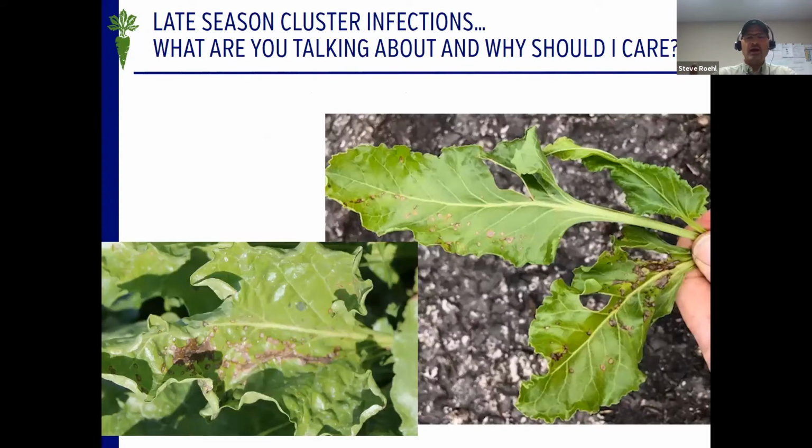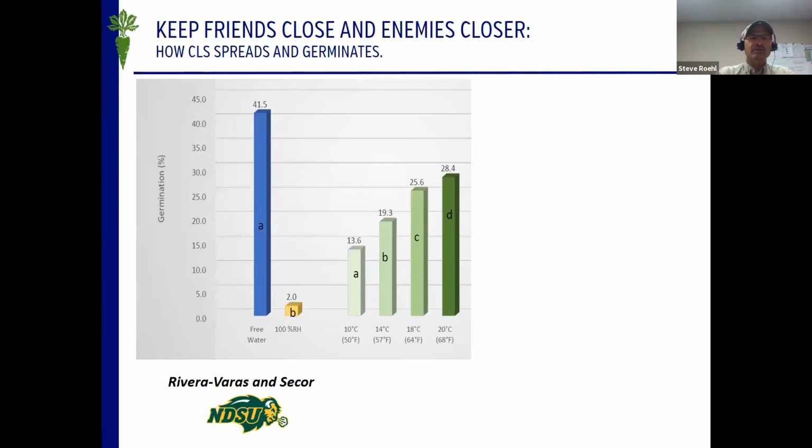And so I showed these leaves before, and you might have noted that late season infections, I gathered a lot of these leaves, and they tend to have infections in the late season that tend to occur in clusters, this half of the leaf, or down in what I would call the whorl or the growing point of the leaf here, clusters of infections rather than randomly distributed. So what are you talking about when you talk about these late season clusters, and why should you care? Well, let's take a look at that a little bit more.